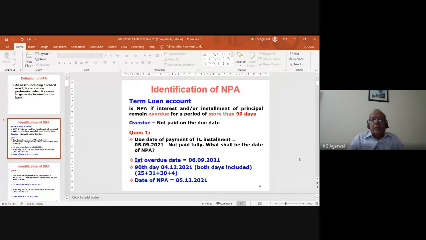Now I will count 90 days from tomorrow onwards. So for the September month, it will be 25 days. For October, 31 days, November, 30 days, and December, 4 days included. It adds up to 90 days. So 4th December will be the 90th day of it being overdue. And more than 90 days means next date. So the date of NPA will be 5th December 2021. We should be very clear in the calculation of date of NPA.